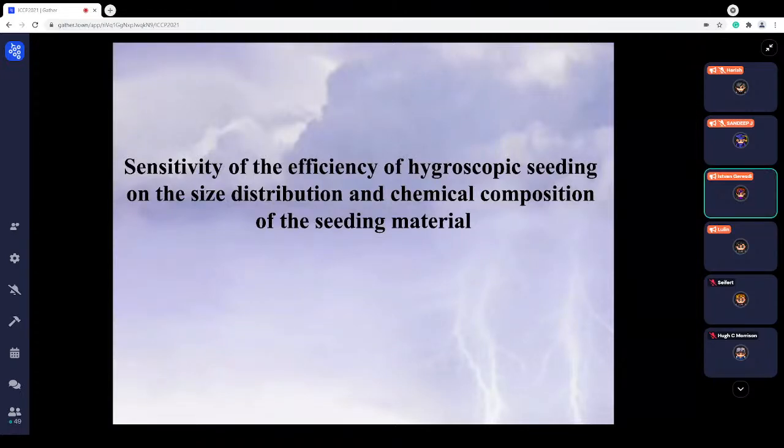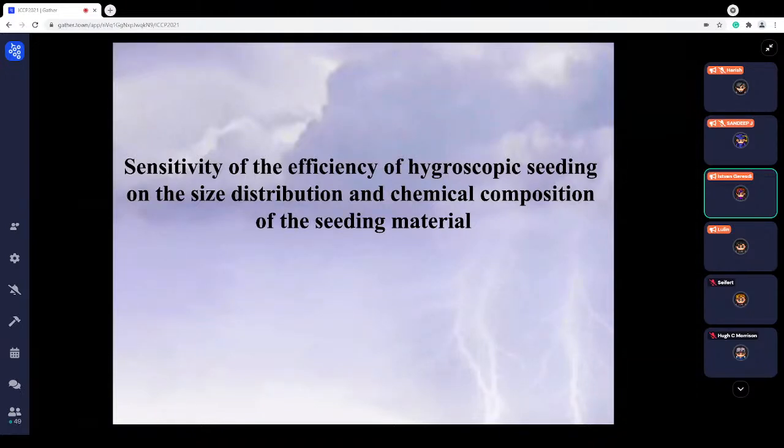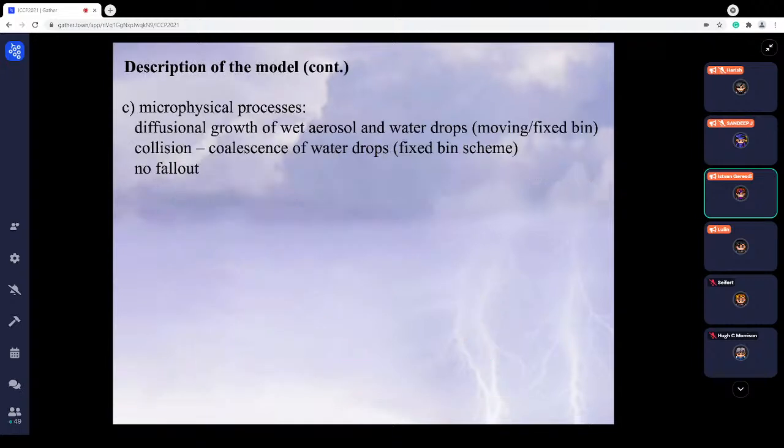Okay, so now we move to the other type of seeding. This is with a simpler background and simpler dynamics. And Ceci mentioned in the previous presentation that he used the parcel model to describe the formation of the precipitation in the case of the hygroscopic seeding. So we do the same. And please, the next slide.